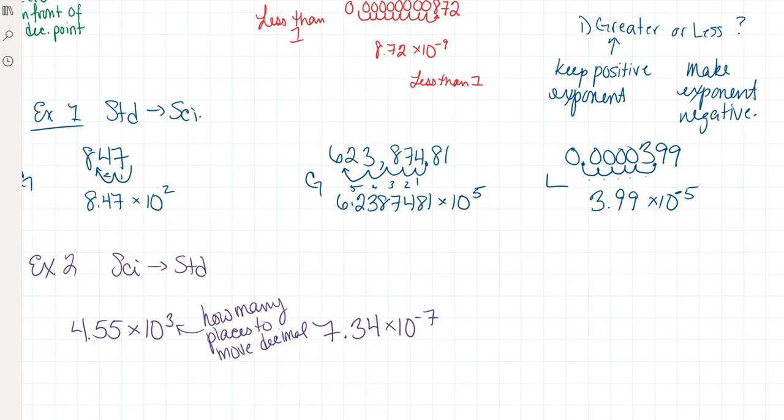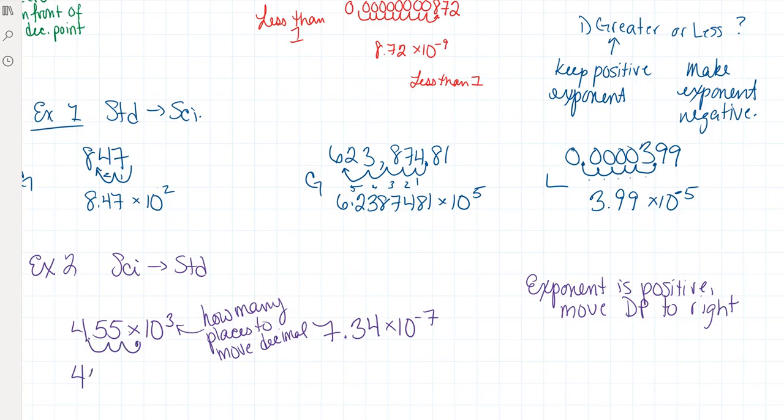If my exponent is positive, what I'll do is move the decimal point to the right. So dp is decimal point. I'll move this over 1, 2, 3. And then I fill in any additional places that didn't have a digit. I add a 0.